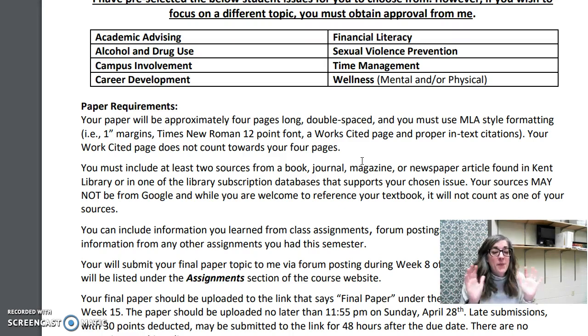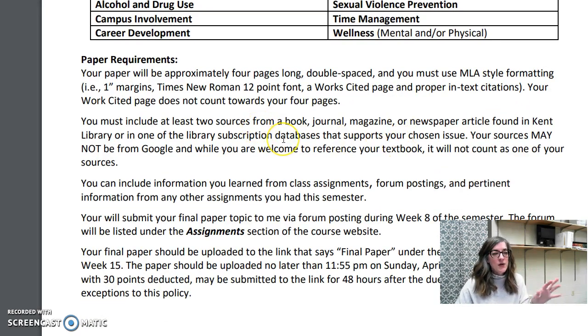Time management, that's a big one. There's lots of good research out there on time management, and so I have a lot of students often focus on that. And then finally, the last one I suggest is that of wellness. I would either choose either mental or physical wellness. There's a lot out there on both of those for college students. If you focus on both, you may have trouble sort of narrowing some things down, but that's a great option as well.